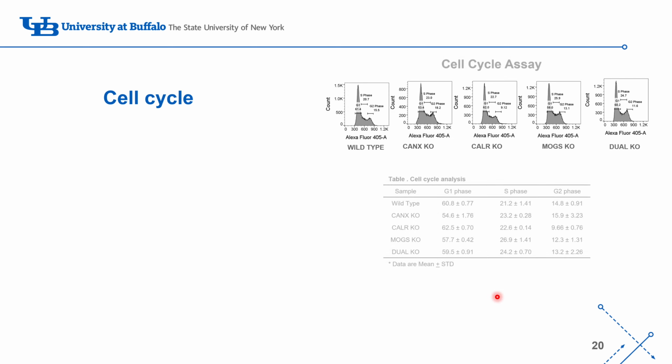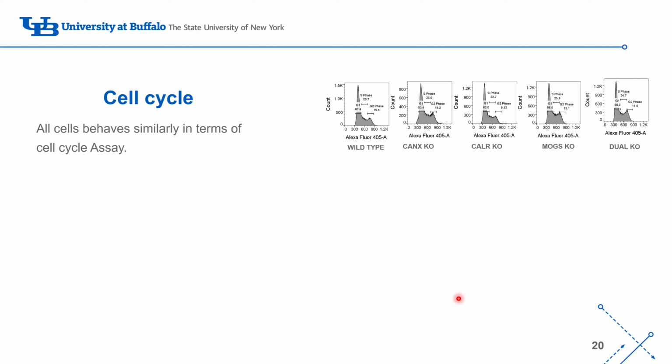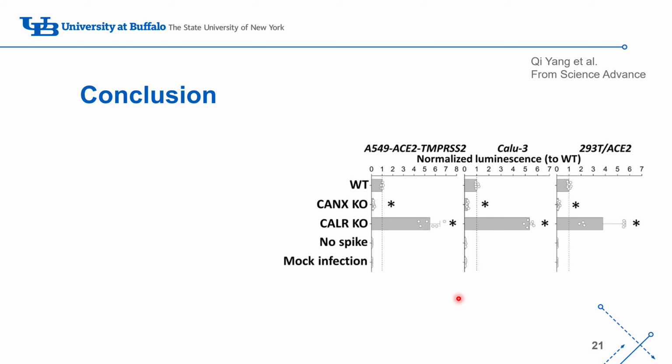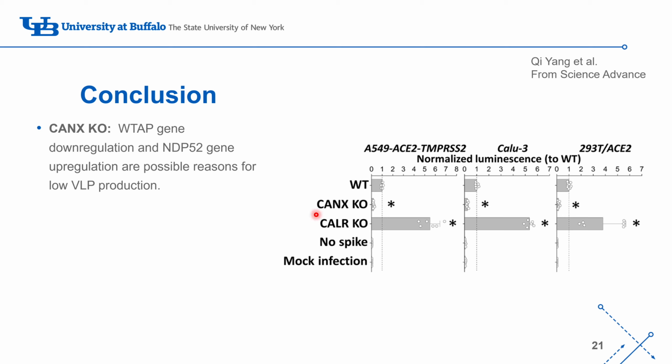So what is the final conclusion that we get from this overall study? Let us try to answer our first question that we had before the start of this project. That is, why we see no VLP production in the calnexin knockout and high VLP production in the calreticulin knockout.